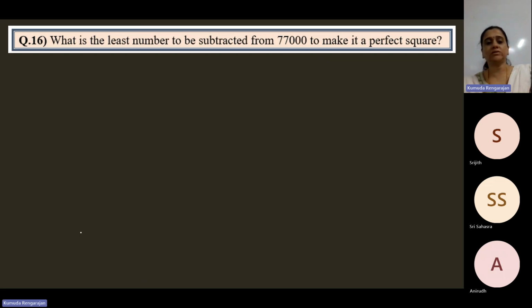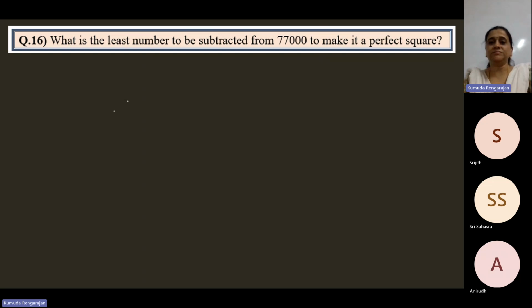Okay. Next question. What is the least number to be subtracted from 77,000 to make it a perfect square? Least number to be subtracted. Here, this is very simple. Whatever is the remainder should be subtracted.